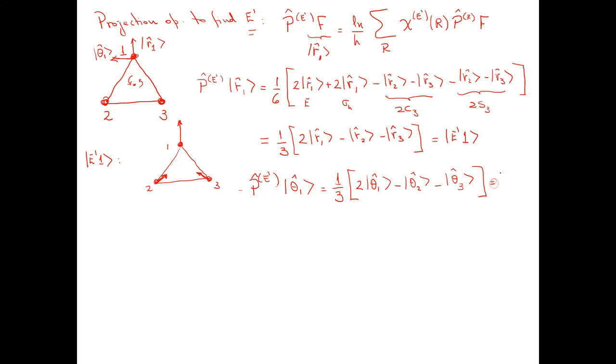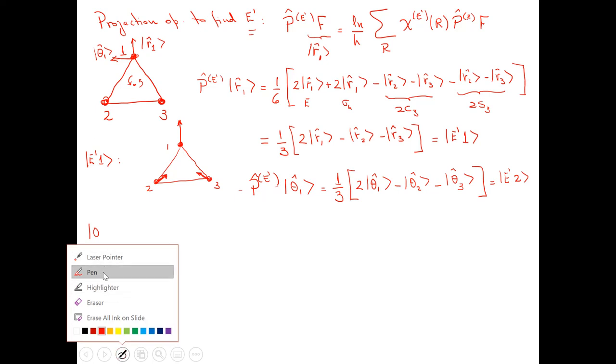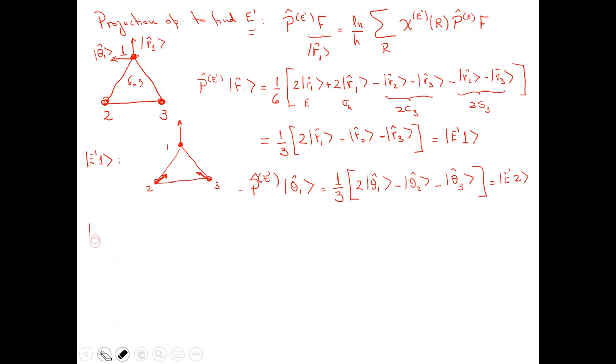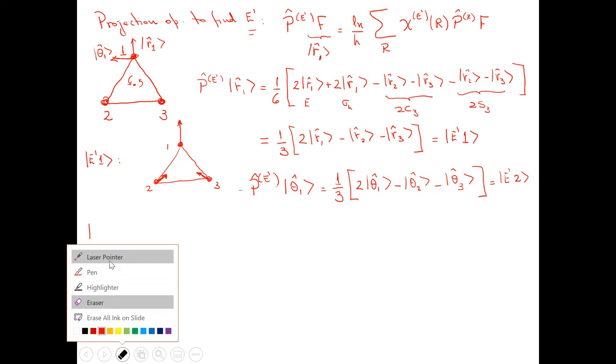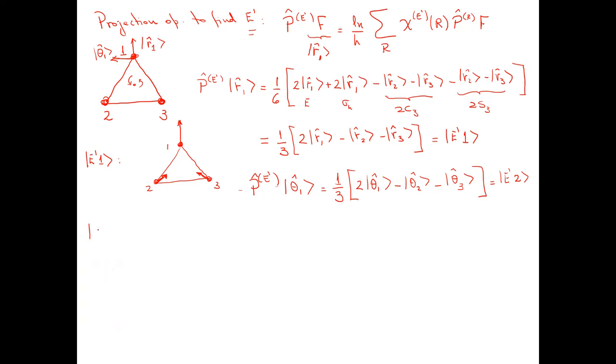And this is what I call the E prime 2, the second partner of the irreducible representation. And it's clear that it's orthogonal to the other partner just because radial vectors are orthogonal to tangential vectors. So that's why I was smart in choosing the initial vector. So what I'm calling E prime 2 is actually this normal mode.